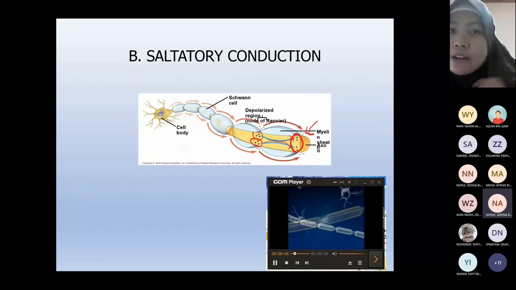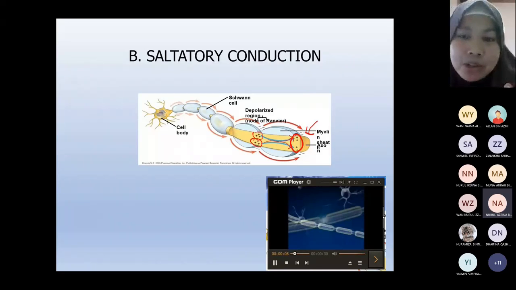Transmission of impulse is faster compared to continuous conduction because the depolarization spreads along the interior of the axon from one node of Ranvier to another node of Ranvier, and that is why the action potential appears to jump from one node of Ranvier to another node of Ranvier. Okay, a question that is always asked: why is the transmission of saltatory conduction faster? That is the answer. Okay, right.